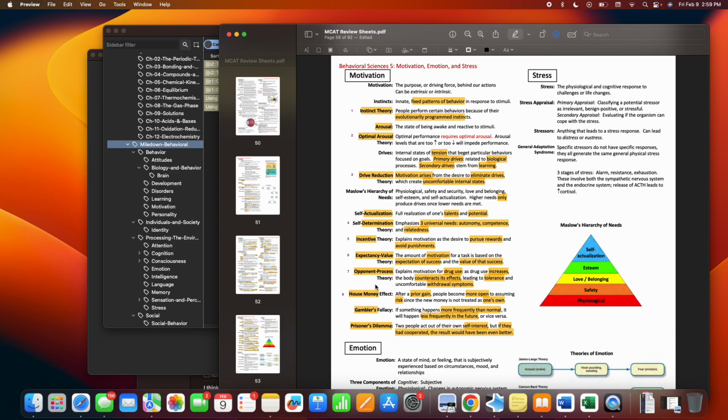is different than gamblers. More house money sounds like gamblers. Hey Siri, stop the alarm. So the house money effect is actually when you make a prior gain, and then based on the prior gain, you are more open to risk. But gambler's fallacy is thinking that because something happened more frequently, it will happen less frequently.